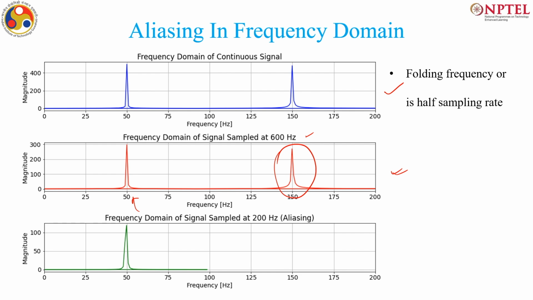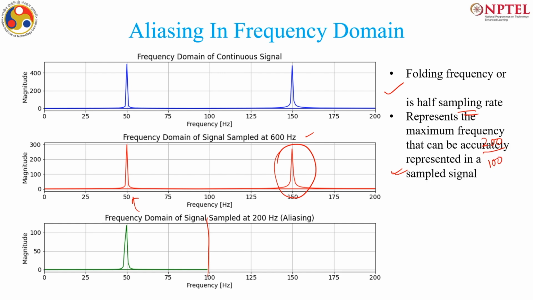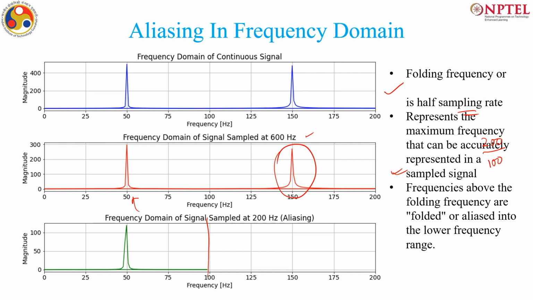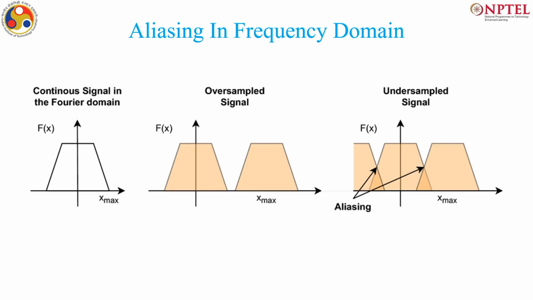This is called the folding frequency. Folding frequency is half the sampling rate. This is where the frequency is basically folded, see here. If my sampling rate is 200, my folding frequency will be half of this, which is 100. This is the maximum frequency that can be accurately represented in the sampled signal, and any frequency above the folding frequency will be aliased into one of the frequencies below the folding frequency. So, this is what happens.